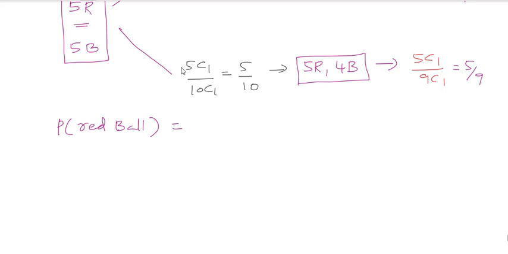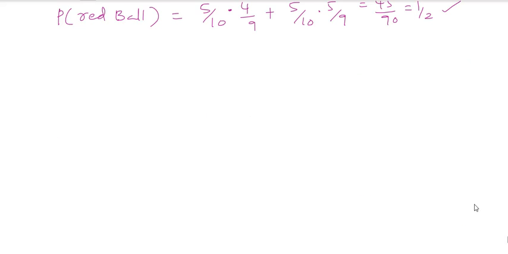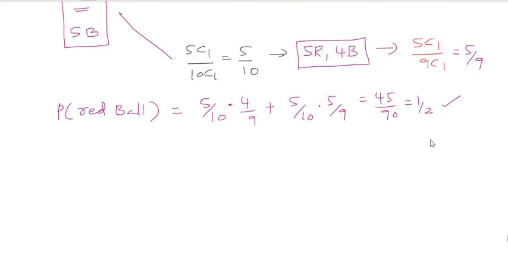Are you understanding what I'm saying here? So that is 5 divided by 10 into 4 divided by 9, plus 5 divided by 10 into 5 divided by 9. If you simplify, you will have 45 by 90, which is equal to 1 divided by 2. This is the answer. Clear with my point? Are you able to follow me? Yes, that is how you have to solve this one.